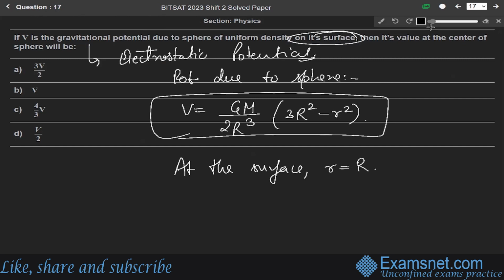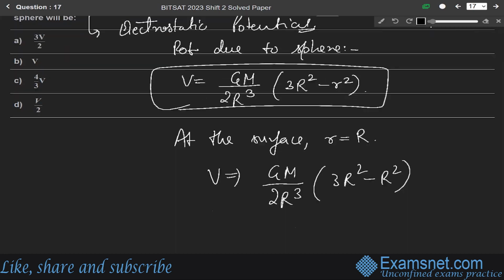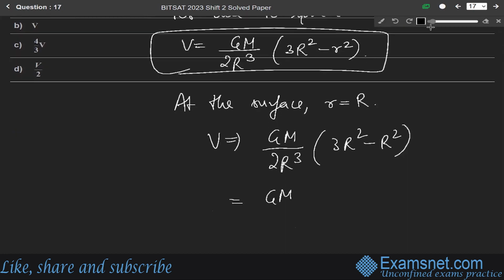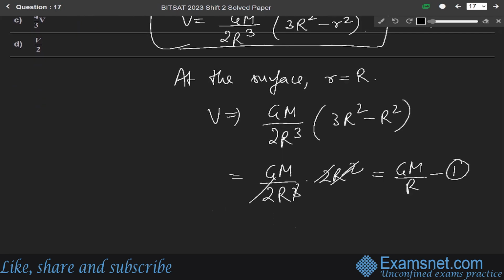So V will be equal to Gm over 2R cube into 3R square minus R square. So it will become Gm over 2R cube into 2R square. So 2 cancels, this power cancels. So it will be equal to Gm over R. Let us say this is equation number 1.